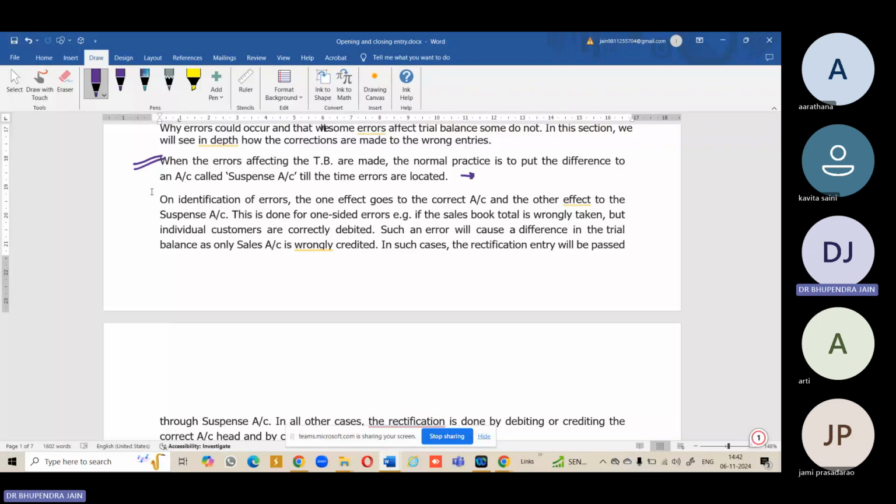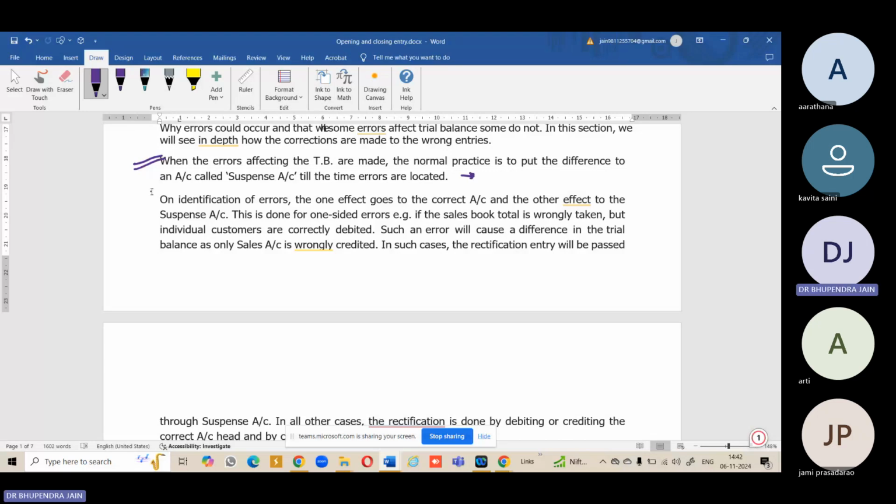Suppose we have prepared the trial balance, and after preparation we found that there is a mismatch in the trial balance, either undercast or overcast, in the debit side or credit side. Then first we have to match the trial balance using the suspense account. Once we find out the mistake, we will rectify it. The difference we adjust with the name of the suspense account.